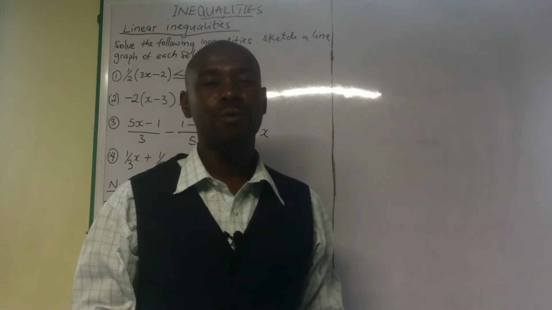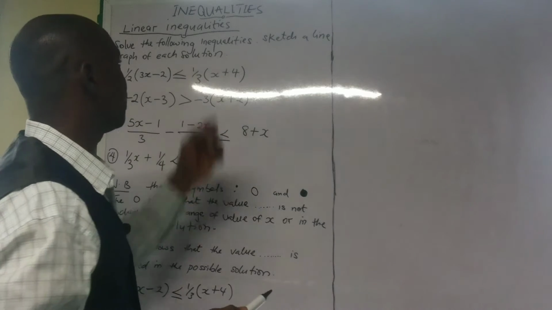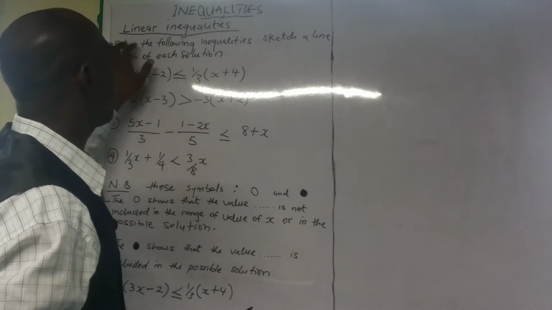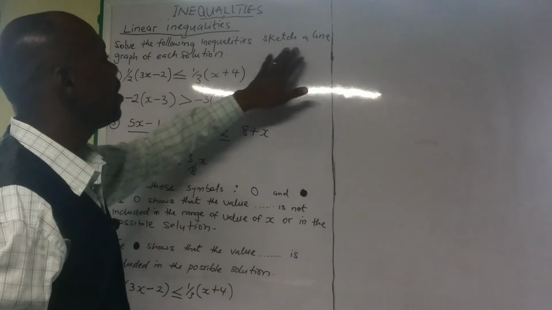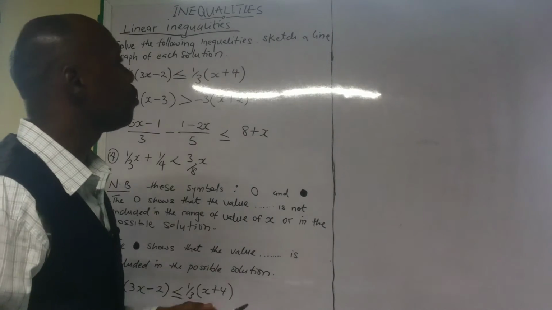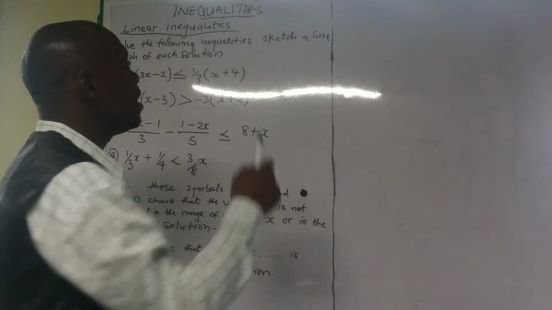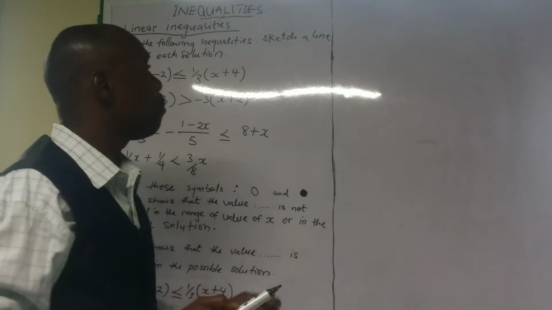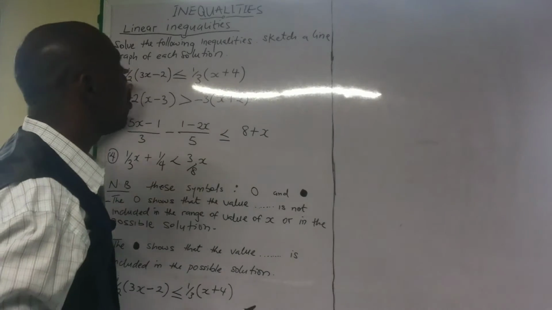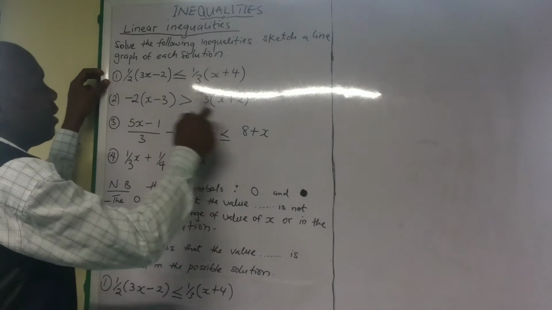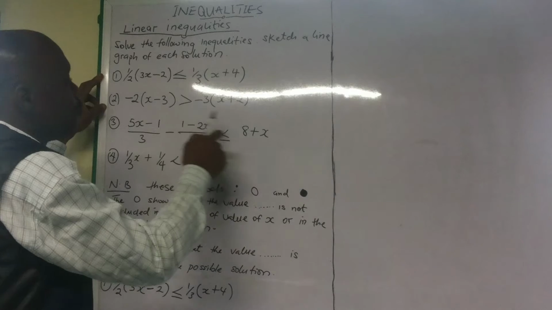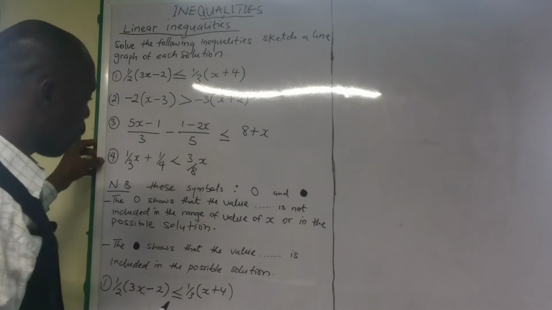In our last video we discussed inequalities, and we want to continue on that same topic. So we have linear inequalities. Solve the following inequalities and sketch a line graph of each solution. While in the previous one the line graph was not sketched, with all the ones we have here, we're going to sketch a line graph. So we have question 1, question 2, question 3, question 4.